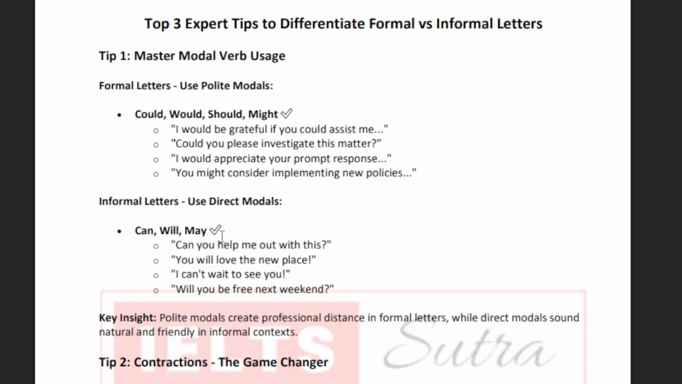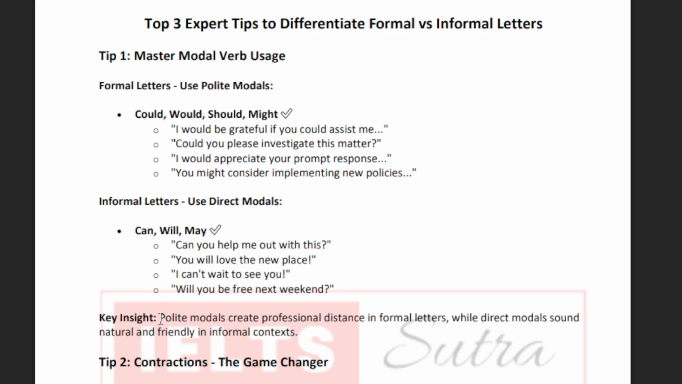On the other hand, when you are writing an informal letter, in that case you don't have to be a lot polite, I would say. You can be more direct, so you can use direct modals such as can, will, or may. For example, "Can you please help me out with this," or "You will love the new place," or "I can't wait to see you," or you can say, "Will you be free next weekend?" So instead of being more polite, instead of being more respectful, you can use more direct language. So this is the first key difference between the usage of modal verbs here.